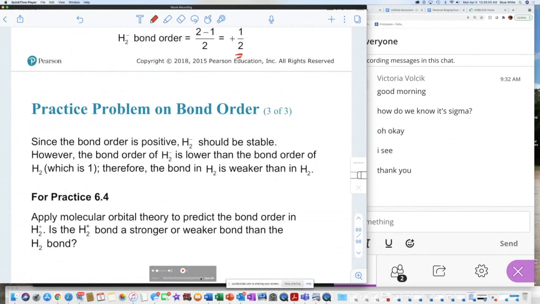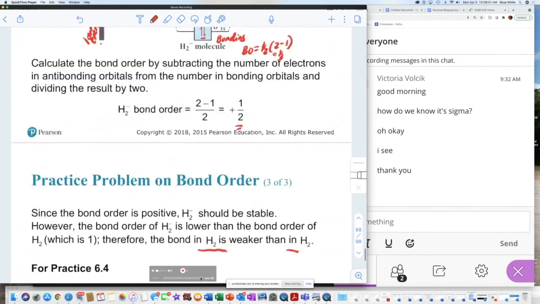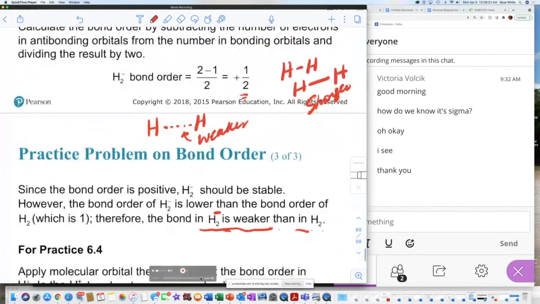Okay, I won't do this extra practice problem. We're told it is weaker than the regular one. Remember, the regular H2 bond was a single bond, so it's a single line. So this is stronger. The one we saw right now, H dotted line H, because it's half a bond, not a full bond, is going to be weaker. So H2 minus is weaker than H2. There's a minus missing somewhere in there.